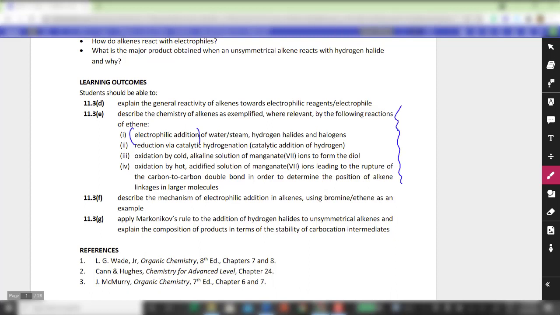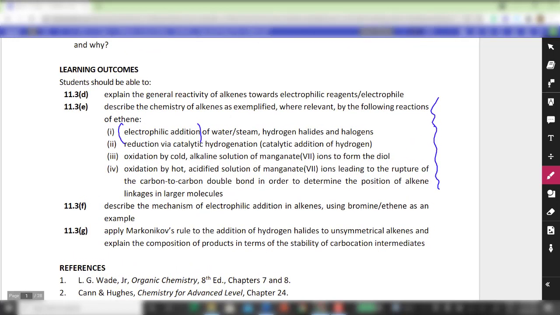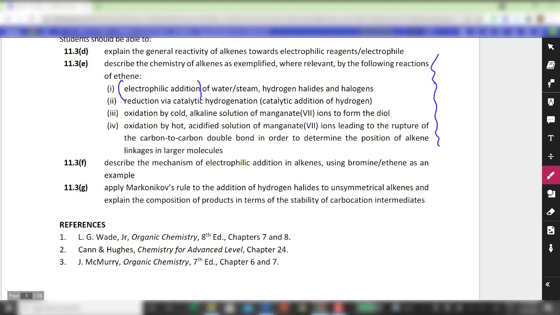And for 11.3f, you're supposed to describe the reaction of electrophilic addition in alkenes. And to be more specific, you need to illustrate the mechanism, and then you're supposed to use bromine as an example. But bromine is just a benchmark, which you are required to learn for H2. But as you learn more, you realize that for assessment purposes and to link up to some other topics, there will be more kinds of reagents that you need to deal with for electrophilic addition. So bromine is not the only reagent you need to deal with.